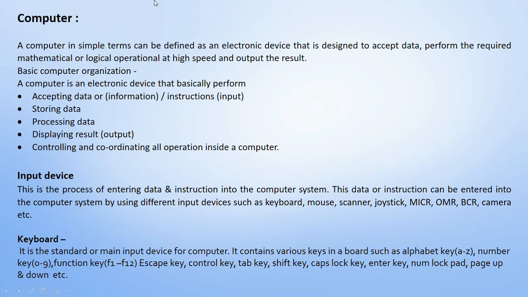Now, what do you mean by keyboard? It is the standard or main input device for the computer. It contains various keys on a board such as the alphabet, that is A to Z, and as you know you have to enter numbers, that is 0 to 9. You also use the function keys that start from F1 to F12. And you also have the escape key, control key, tab key, shift key, caps lock, enter key, num lock pad, and page up and page down also.